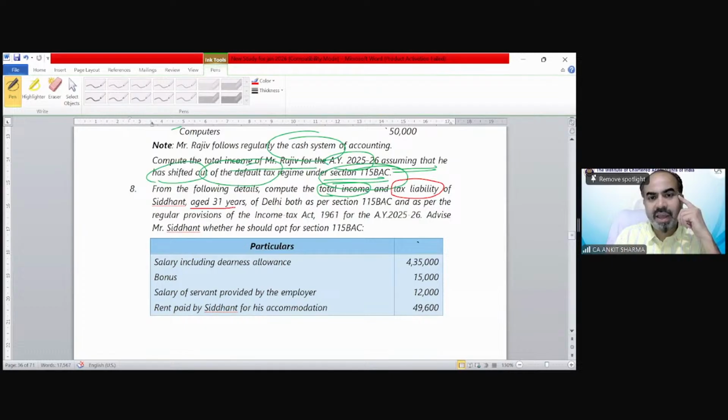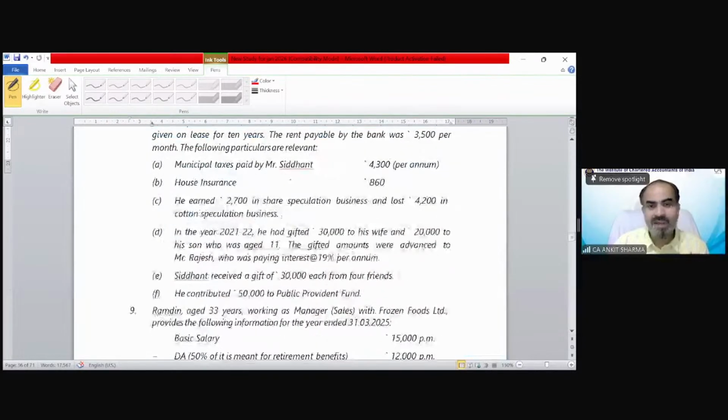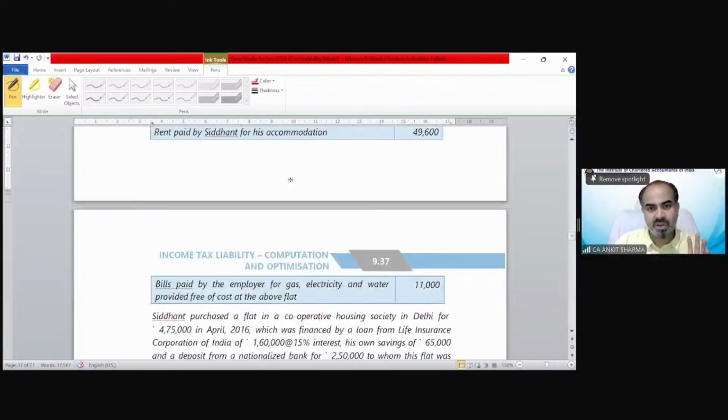of Siddhant, age 31 years, of Delhi, both as per section 115BAC and as per the regular provisions of the Income Tax Act, 1961, for assessment year 2025-26. Advise Mr. Siddhant whether he should opt for section 115BAC or not. This is the question. Now, salary information has been given in the question. Now we are going to solve it.